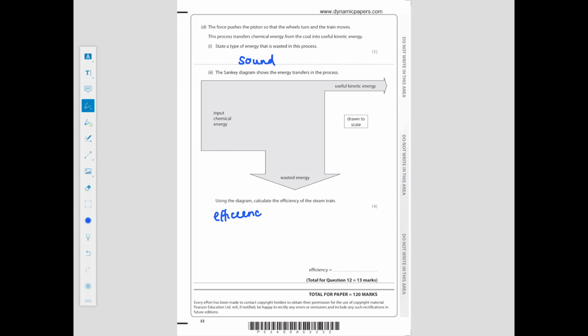Oh, this is an interesting question. So efficiency is given by the equation useful energy out over total energy in times by 100. And they haven't given us any numbers, but they have told us that it's drawn to scale. So you can use your ruler here to measure various distances.